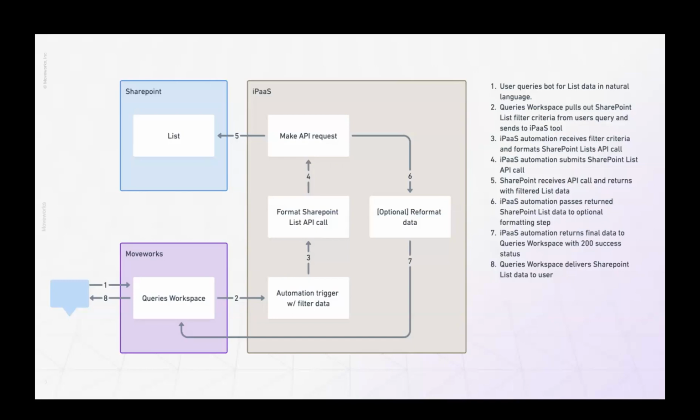So again, queries is going to pull out the required information from that question. It's going to then pass that to our iPaaS solution, and the iPaaS solution is going to do a lot of this automation. So it's going to configure the SharePoint List API call, make that API call, and then optionally do any data reformatting. I've done some experiments. You actually can just go directly to SharePoint, but you still need to have this sort of workflow to get things to work properly. But once you get the data the way you want it to be returned, you then return it to Queries Workspace, which formats it and shares it back with the user.